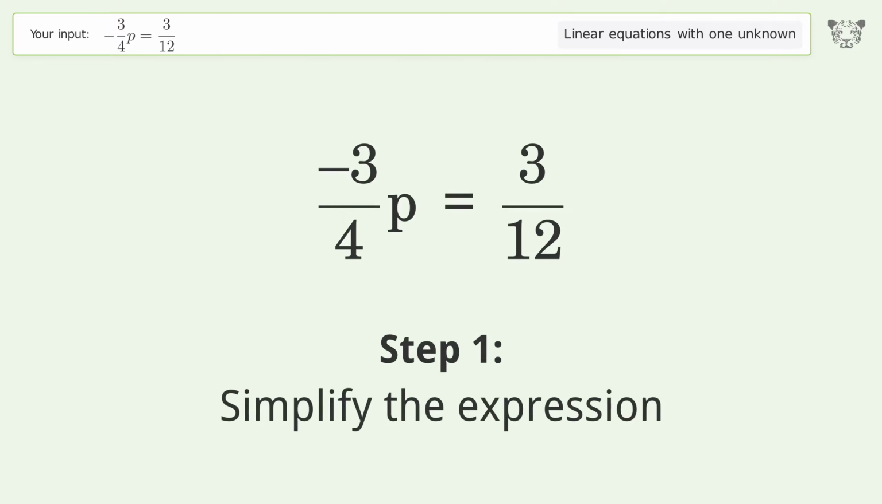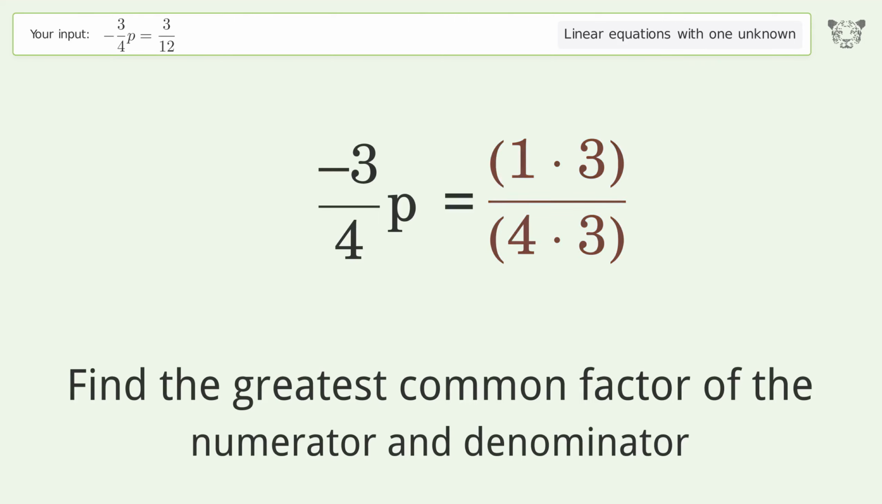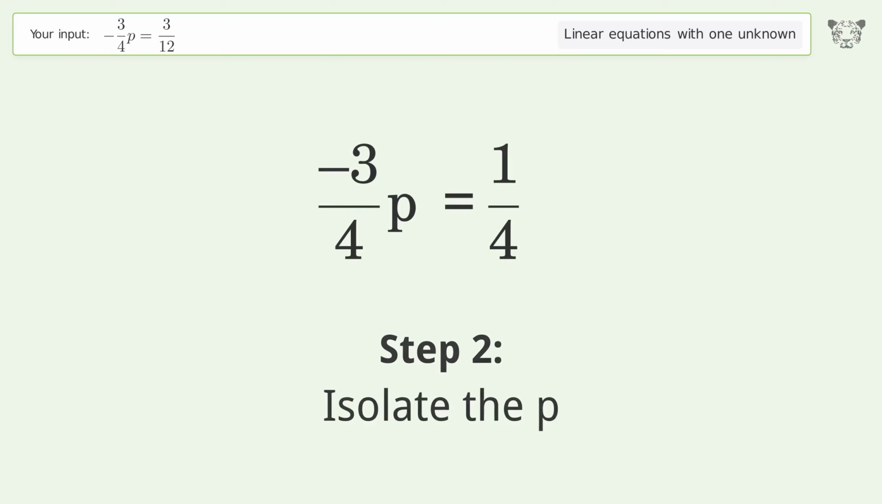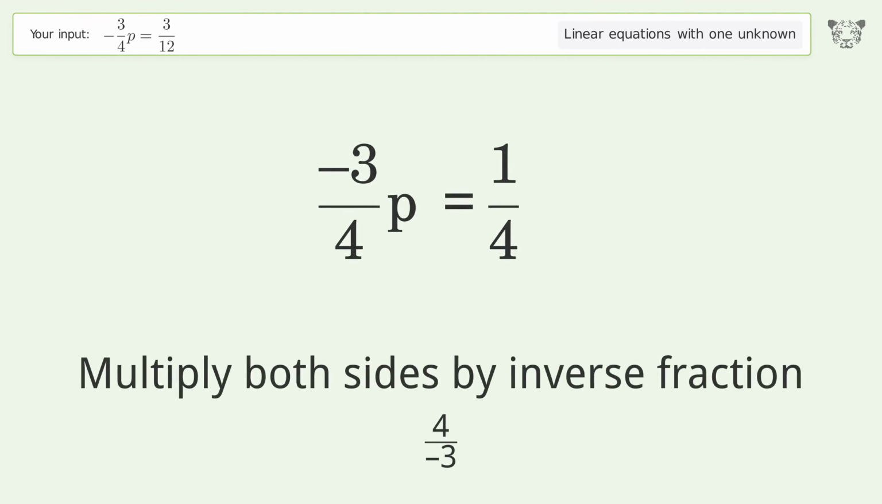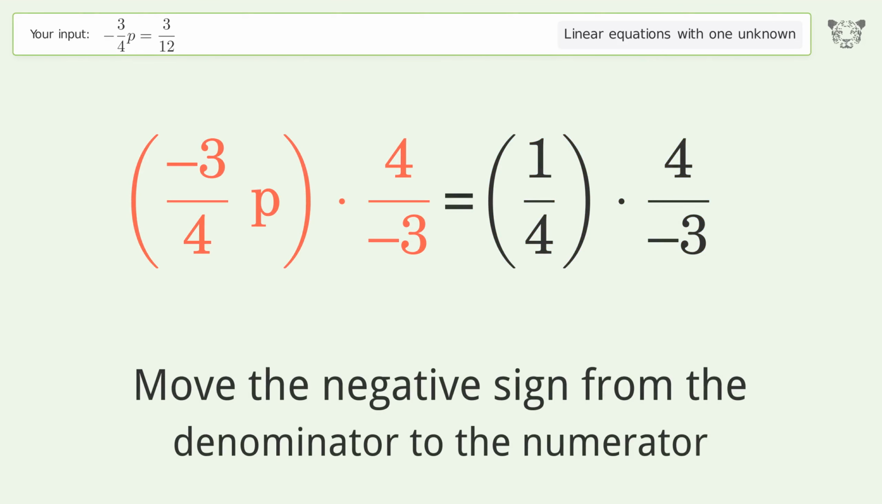Simplify the expression. Find the greatest common factor of the numerator and denominator. Factor out and cancel the greatest common factor. Isolate the p. Multiply both sides by inverse fraction 4/3. Move the negative sign from the denominator to the numerator.